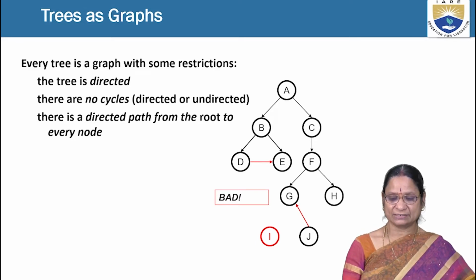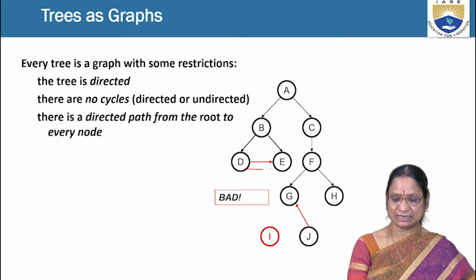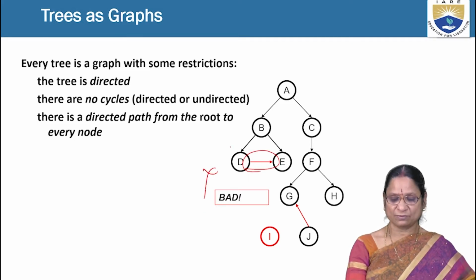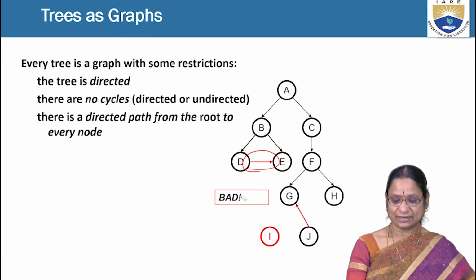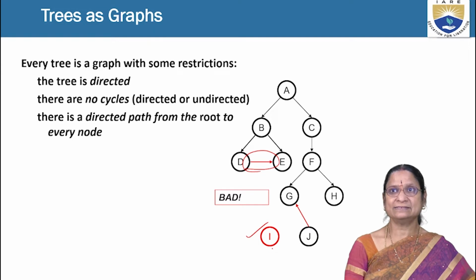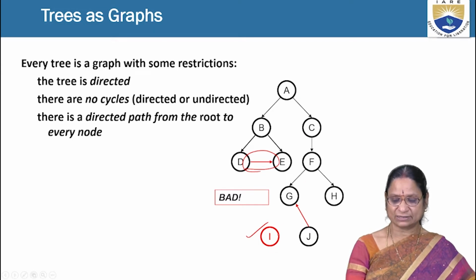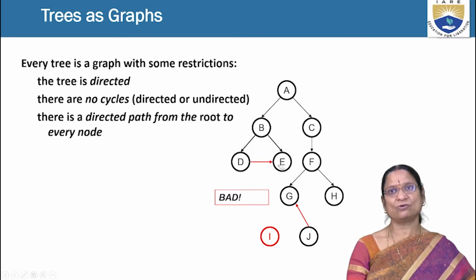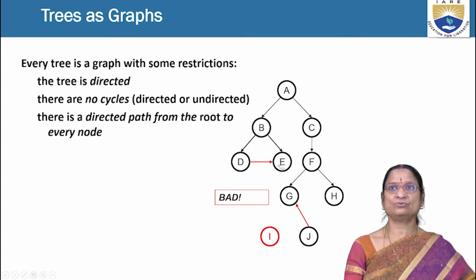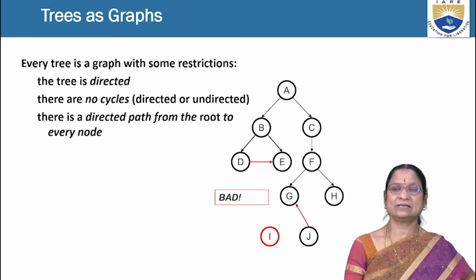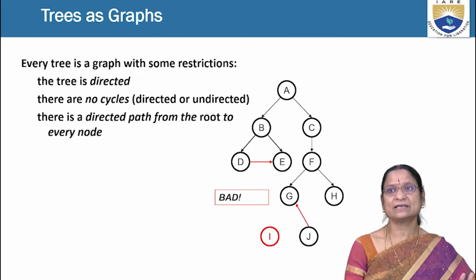For example, if I consider here, if there is an edge between D and A, then it is not a tree because it forms a cycle, right? For example, if you consider one more node I, I is not connected. From the root, there is no path to I. Then this is also not called a tree. So these 2 conditions, no cycles and a path from the root to every node, then we can call it a tree.